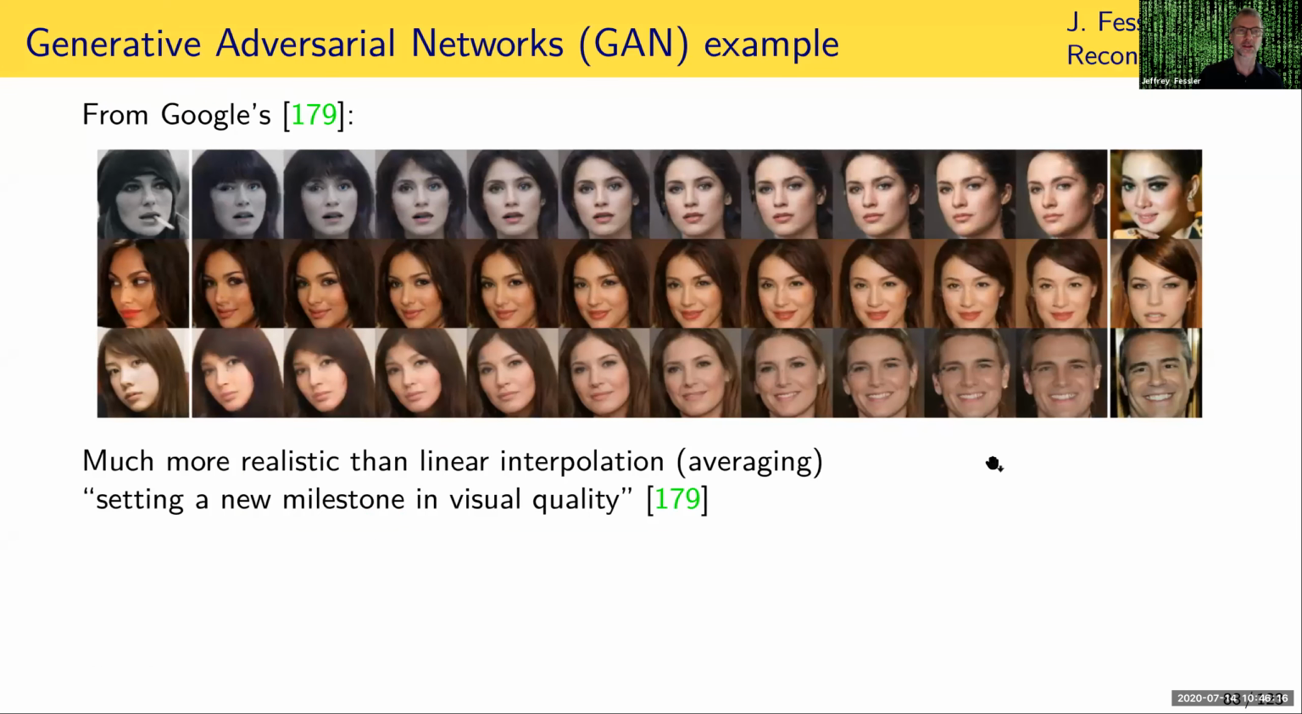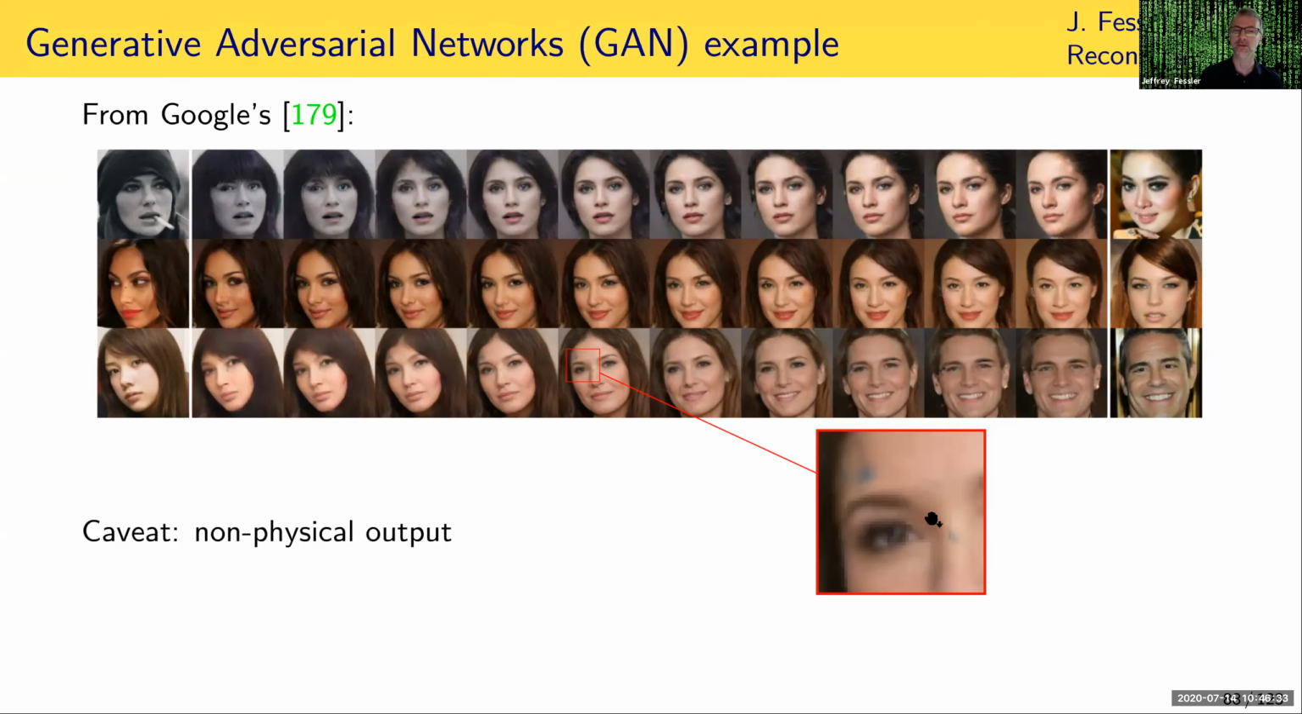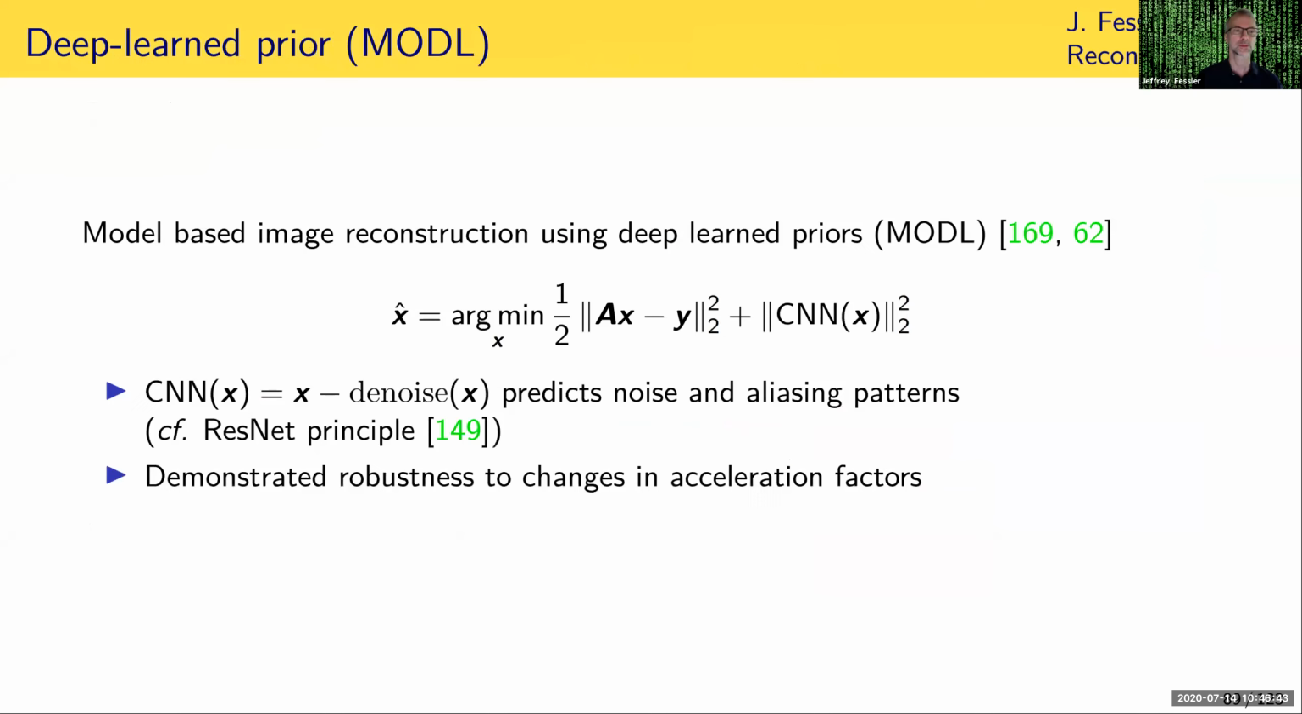But there's caveats as well. Here are some face images synthesized from what I think Google described as setting a new milestone in visual quality a couple of years ago. And if you zoom in on one of these images, you see some blemishes. And this might be fine for computer graphics, games, or whatever. But if that is a tumor that's either hallucinated or missed in a medical scan, that is a potential concern.